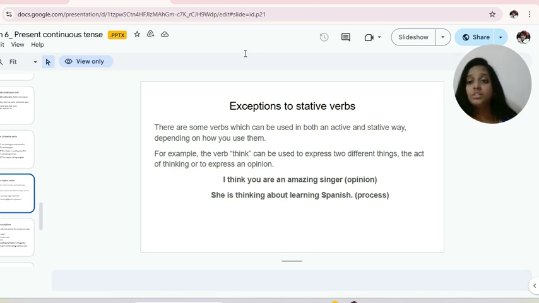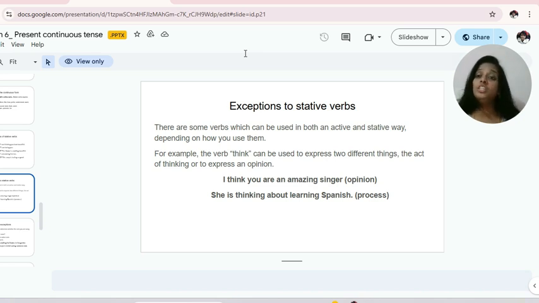So the key question is, is the verb communicating a process or a state? If it relates to a process, it's an action verb. You can use the continuous form. If it relates to a state, it's a stative verb and doesn't use the continuous form. Examples, the verb think. I think you are an amazing singer. Here, think expresses an opinion or state of mind.